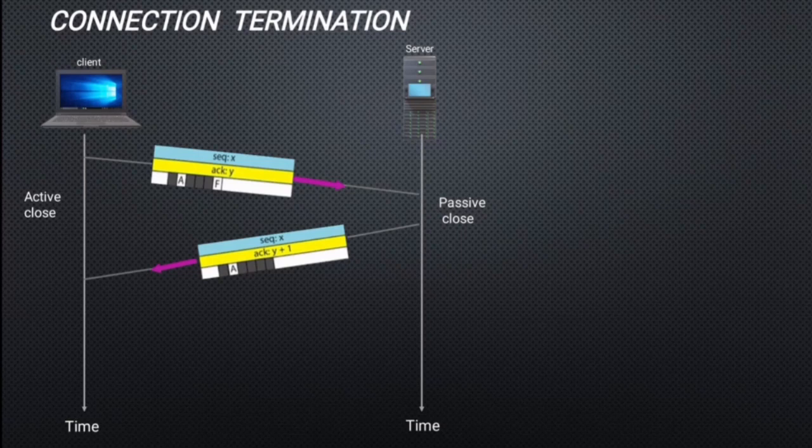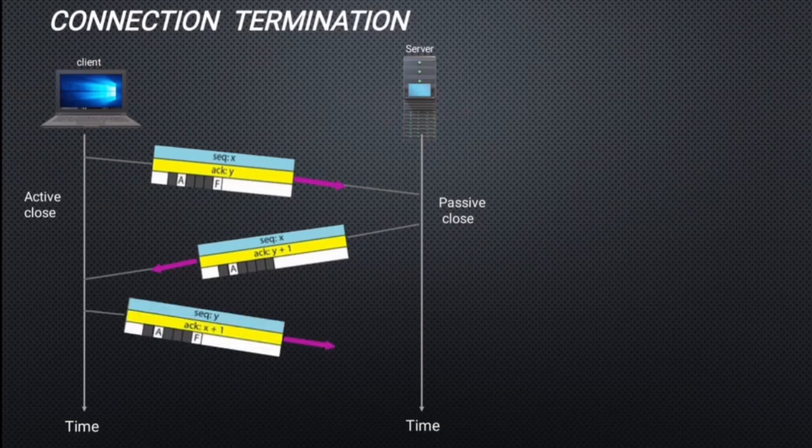At last, the client TCP sends the last segment, an ACK segment, to confirm the receipt of the FIN segment from the server. This segment contains the acknowledgement number, which is 1 plus the sequence number received in the FIN segment from the server. This segment cannot carry data and consumes no sequence number.